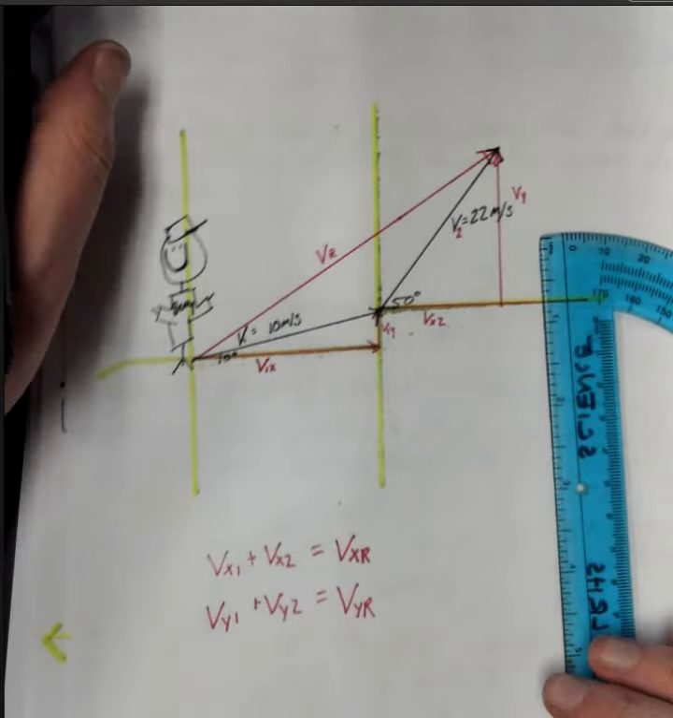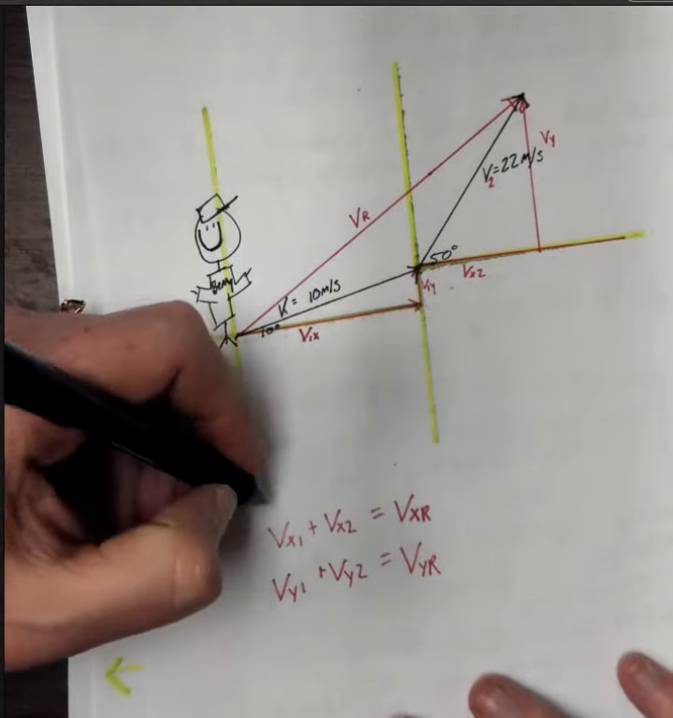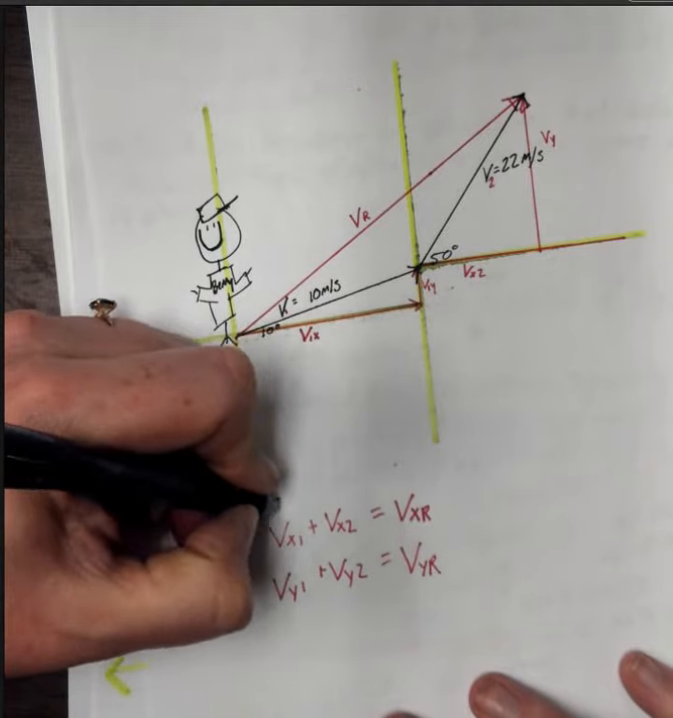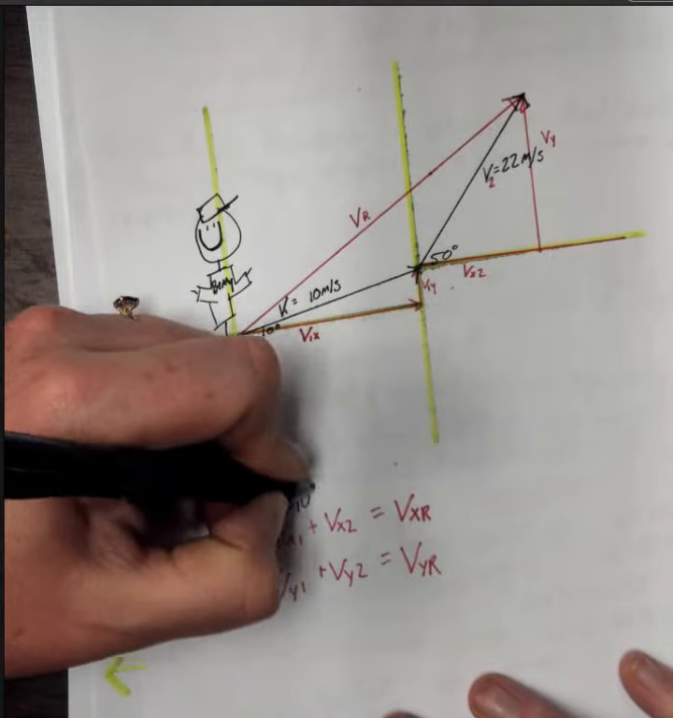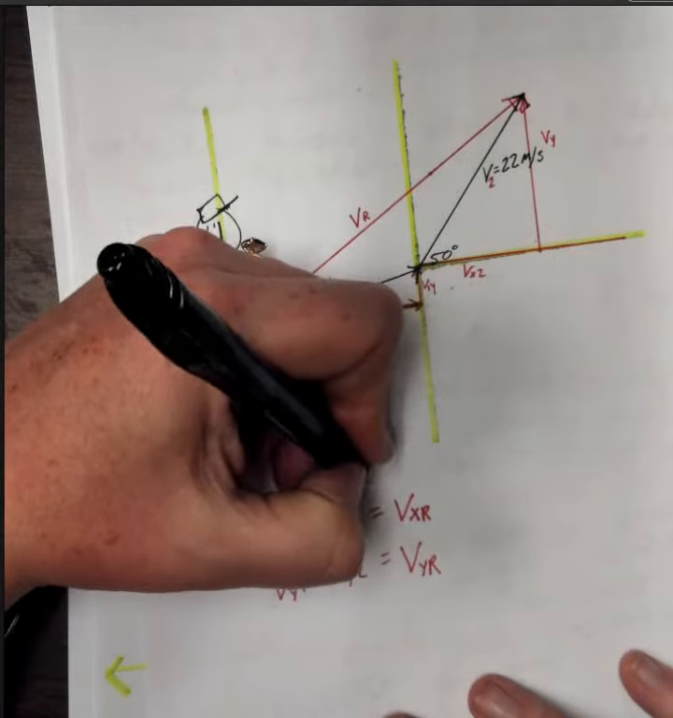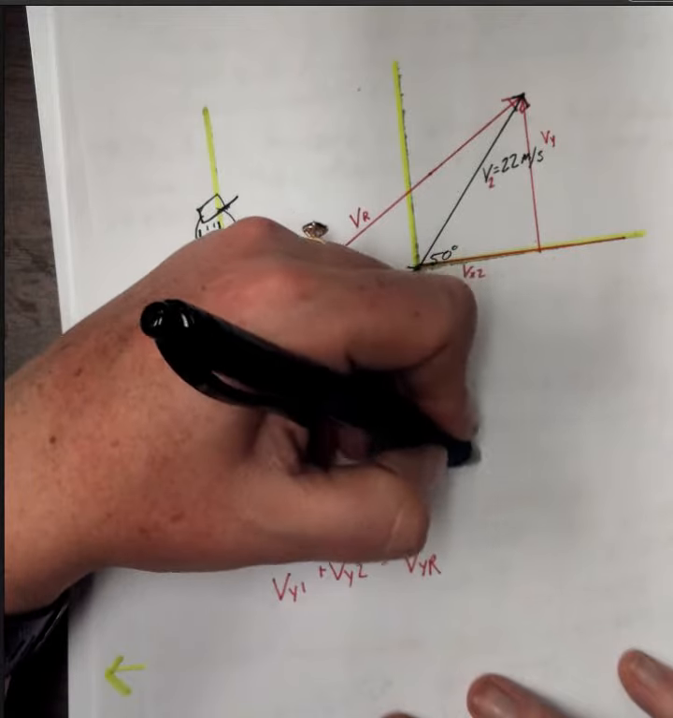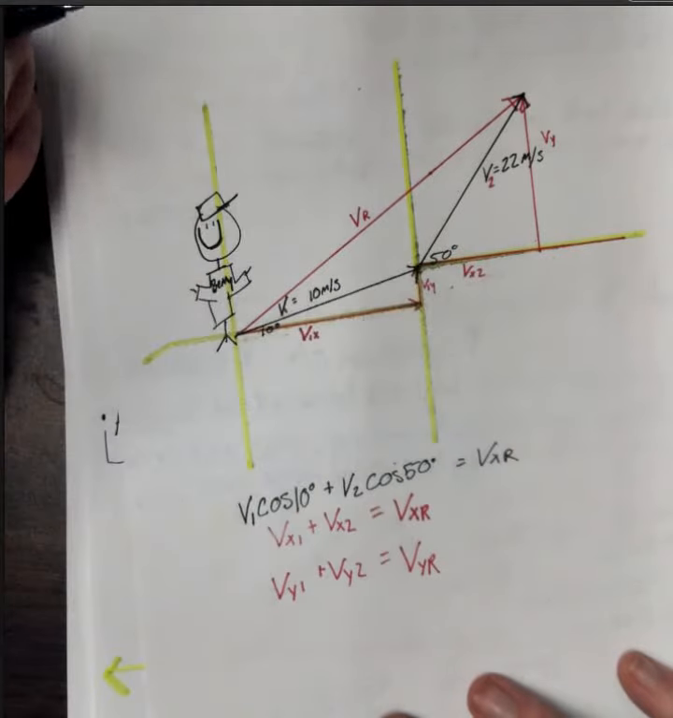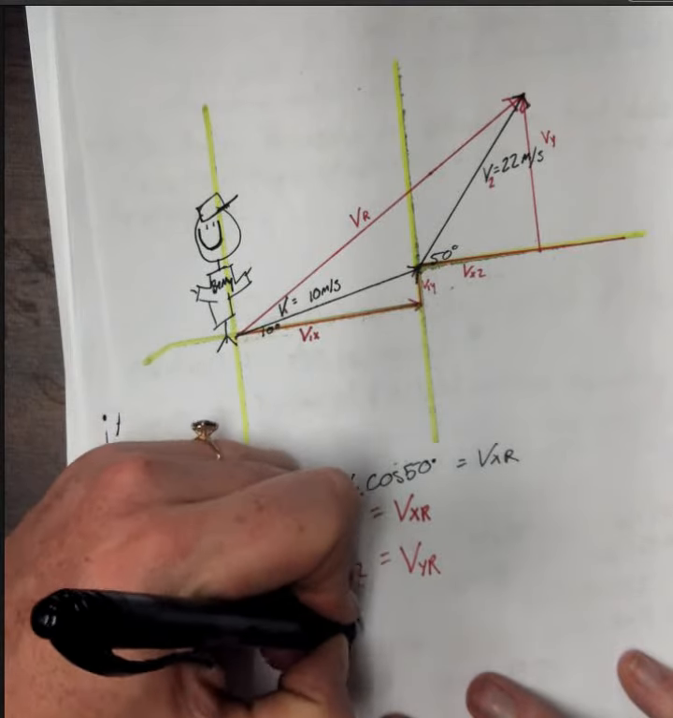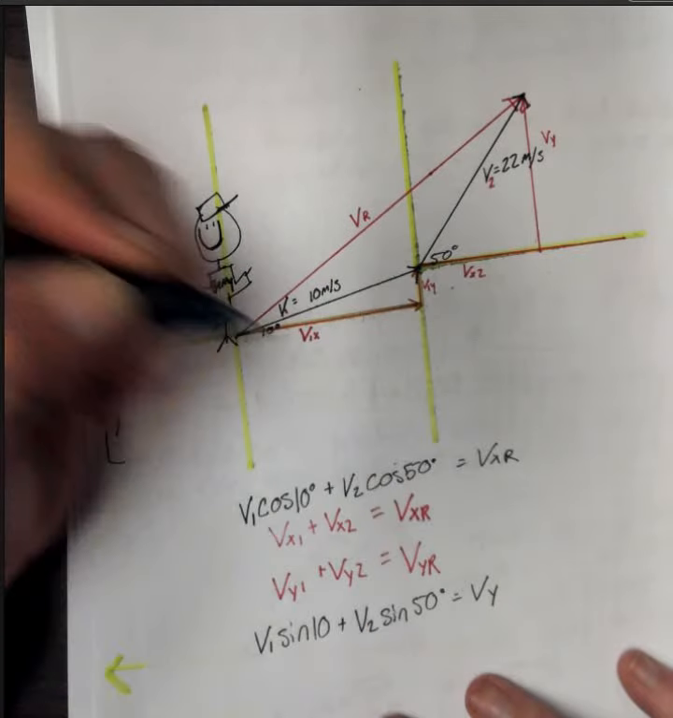So I'm going to use those relationships that I know. The x component of velocity number 1 is going to be v1 cosine of 10 degrees. And the x component of the second one is going to be v2 times the cosine of 50 degrees. And that will give me the x component of my resultant velocity. And over here, it's going to be v1 sine of 10 degrees plus v2 sine of 50 degrees. That will give me my velocity in the y direction.